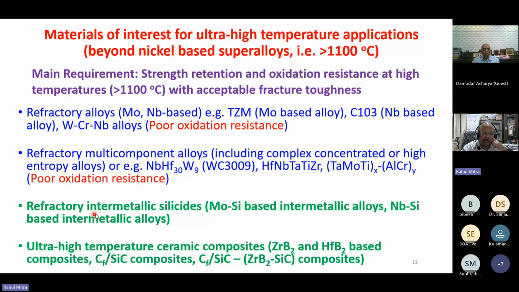So the option is refractory intermetallic silicides, molybdenum silicon based or niobium silicon based, which my group has worked on, and ultra high temperature ceramic composites like zirconium diboride, hafnium diboride based composites, carbon fiber, silicon carbide, and C-SiC, ZrB2-SiC composites.